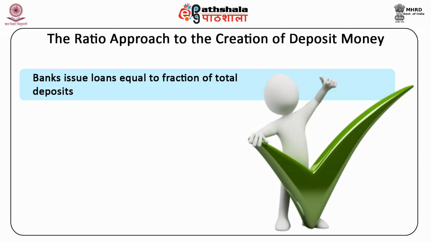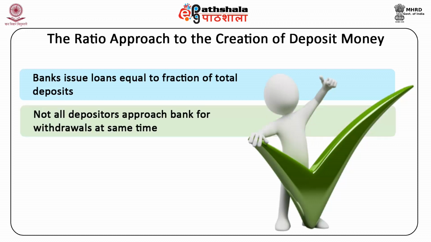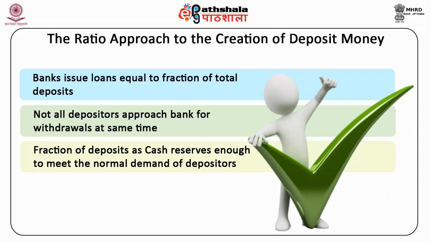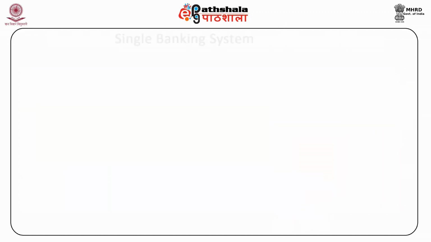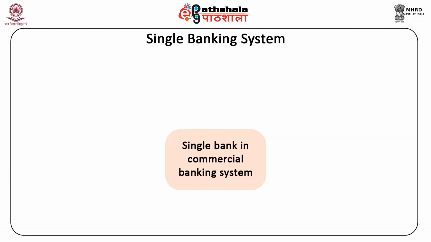The banking experience says that not all depositors approach the bank for withdrawals at the same time. So, a fraction of deposits as cash reserves is enough to meet normal demand. Also, the regular flow of net deposits in the form of deposits and withdrawals ensure that daily demand for cash is taken care of. Let us take an example by first assuming single banking system. Let us assume that there is a single bank in the entire commercial banking system.